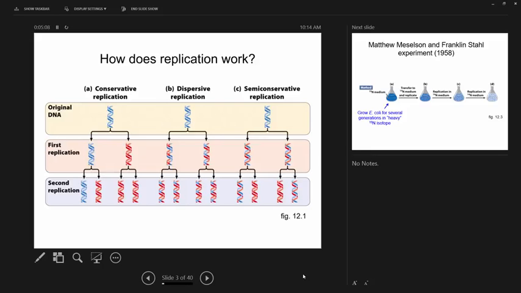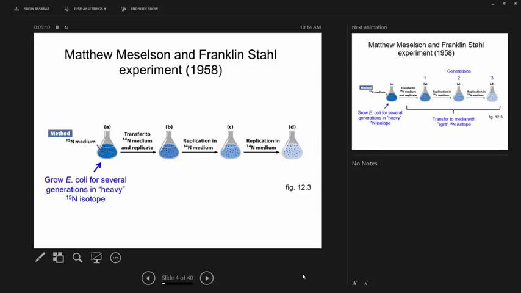All right, so how does this work? Another fun experiment. This one conducted by Meselson and Stahl. And so we can see, like 1958. So we're a few years after 1953 when the structure of DNA was first reported.